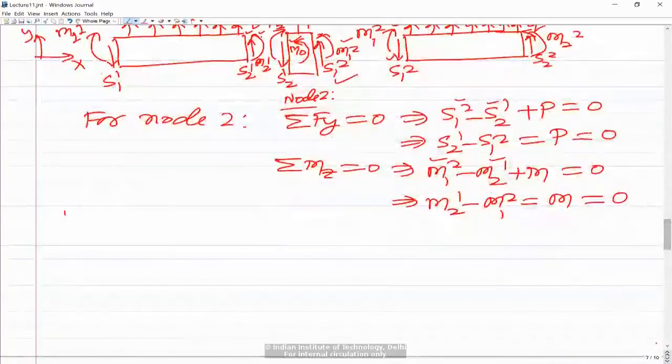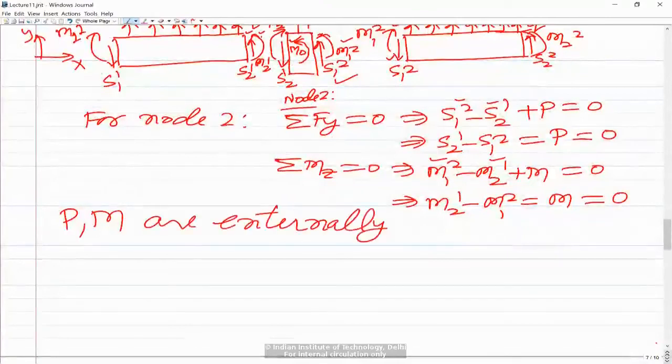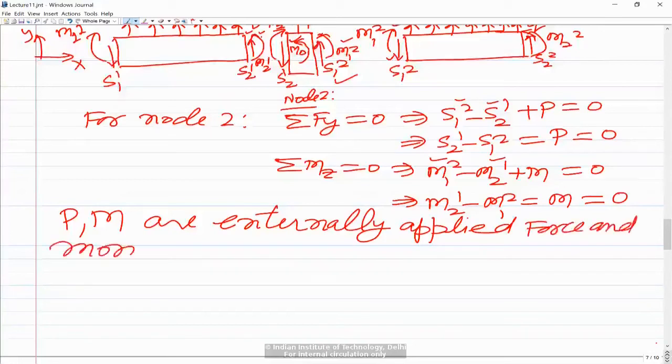So I have already explained that P and M here are externally applied, so they are 0 for this problem we are considering. Now there could be a situation where there is a distributed load also, or a concentrated force also. Then P will be considered, q will be considered, or only q is 0 and P is non-zero, or maybe P and small q are 0 but only M is there. So all those possibilities can be there. So P and M are externally applied forces and moments at global node 2.